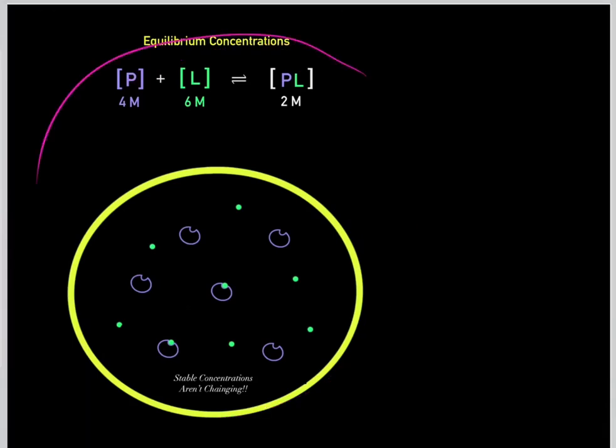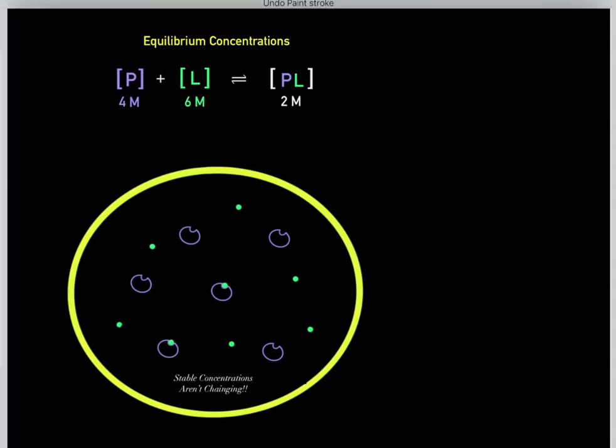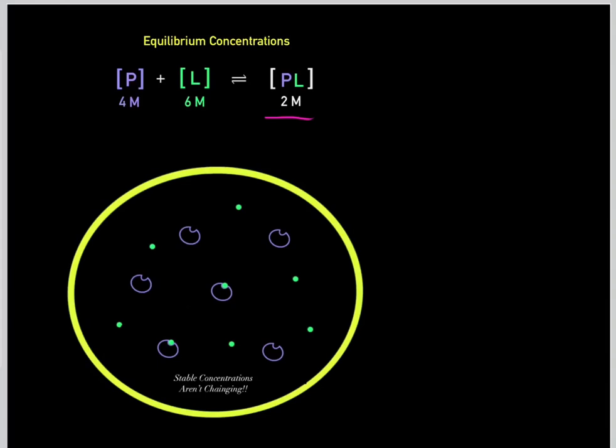For example, let's say we've reached equilibrium, and let's say at equilibrium, the concentration of free protein receptor is 4 molar. Let's say the concentration of free ligand is 6 molar. And let's say the concentration of protein-ligand complex is 2 molar.